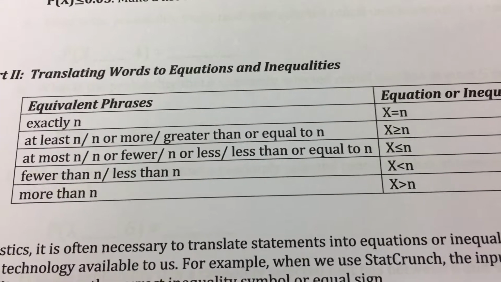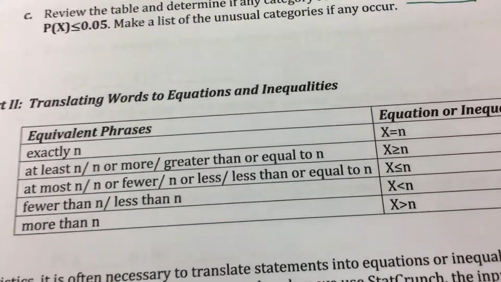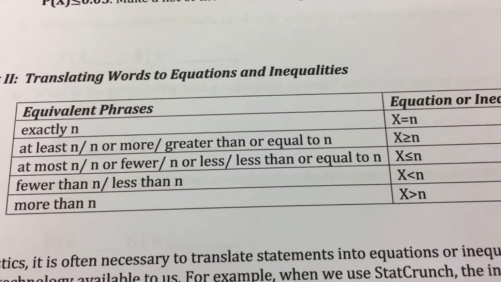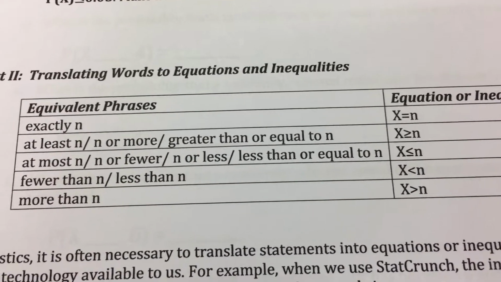That's what at least means. So it's greater than or equal to 2. Notice greater than or equal to, it means the same thing. Or if it says n or more, that means the same thing.